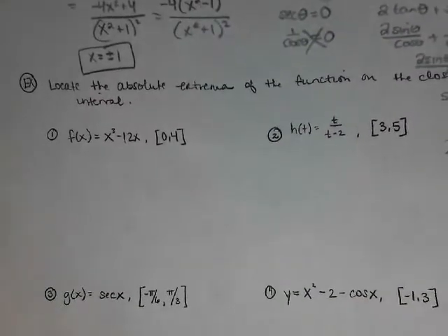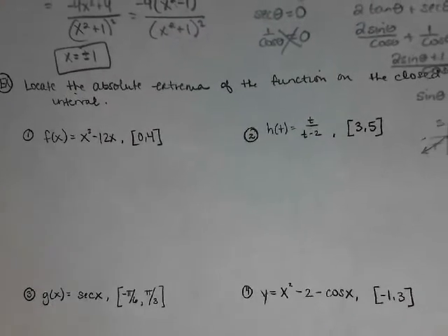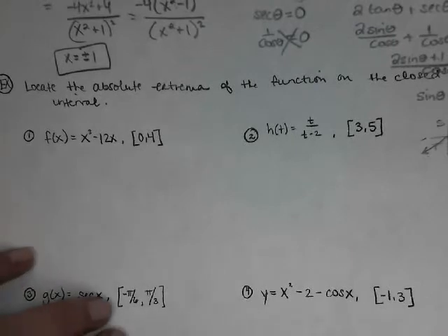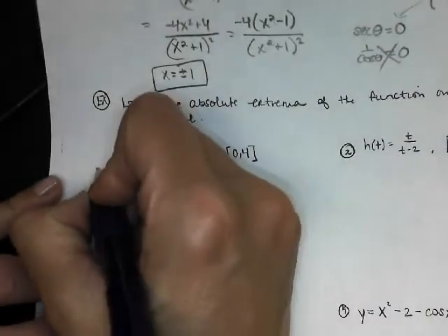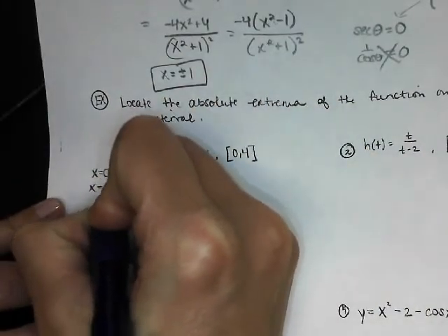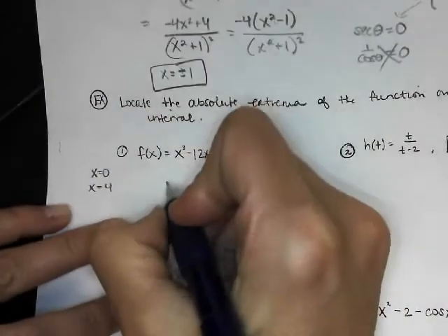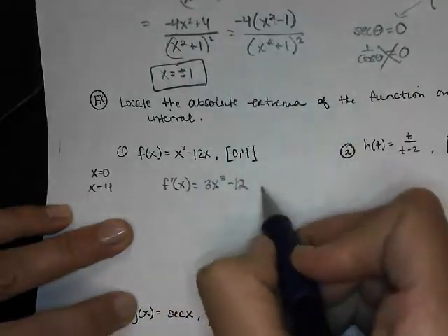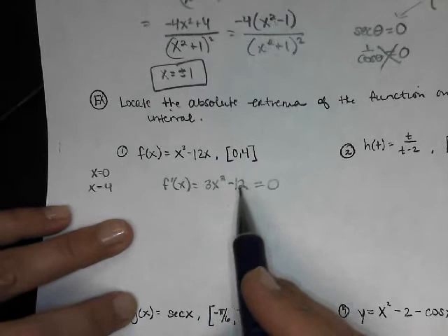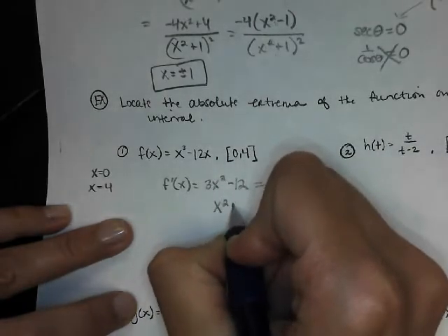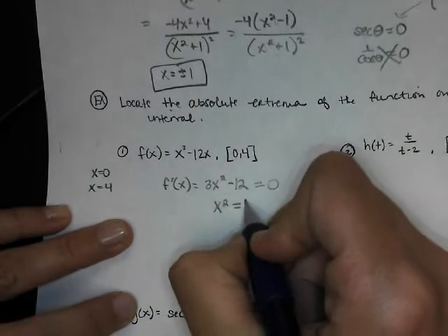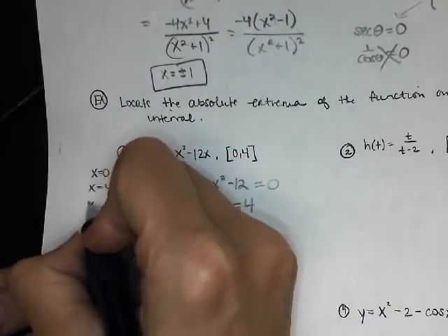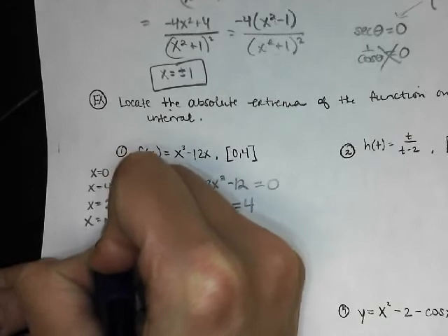All right, and on the last section here, locate the absolute extrema. So not asking for relative max or min, it's just the absolute extrema of the function on the closed interval. So your critical points, again, are endpoints, and any place where the derivative equals 0 or is undefined. This is never going to be undefined, but it will equal 0. If I add 12 over and divide by 3, that'll be x squared equals 4, so that's at x equals positive 2 or negative 2.